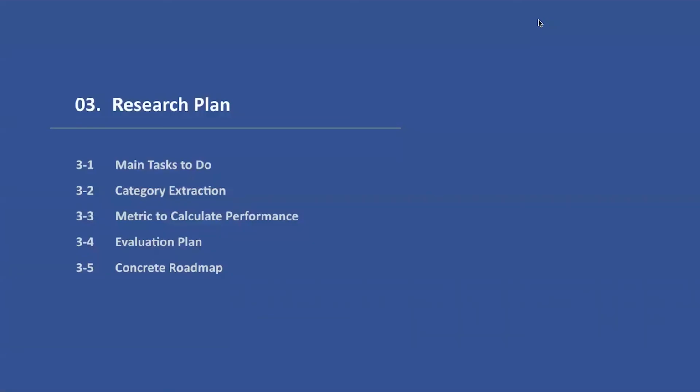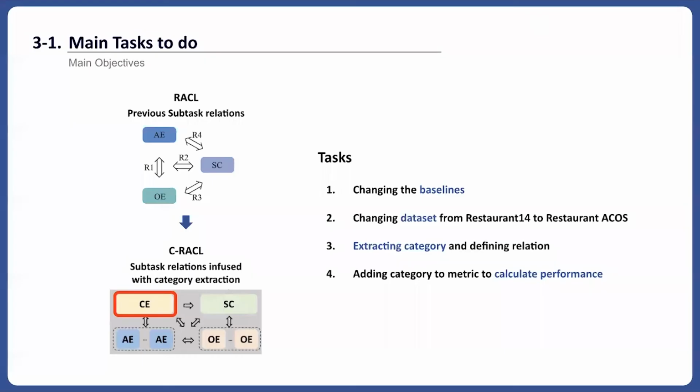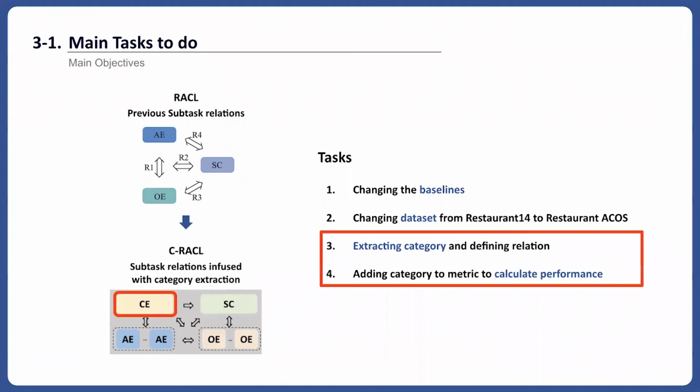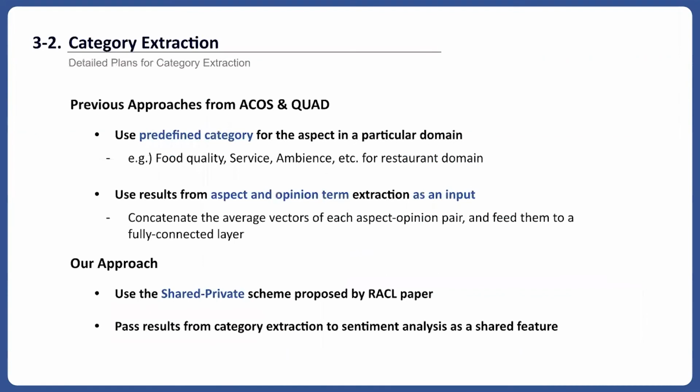All right, now we'll talk about our specific research plans. Among the 4 tasks mentioned before, we'll talk about the last 2 tasks, which are extracting category and evaluating our model's performance. What we are aiming to do is change the extraction algorithm itself. Previous approaches simply use aspect term and opinion term as an input to classify the category of the aspect term. However, instead, what we attempt to do is use a shared private scheme, which is an algorithm proposed by the RACL paper.